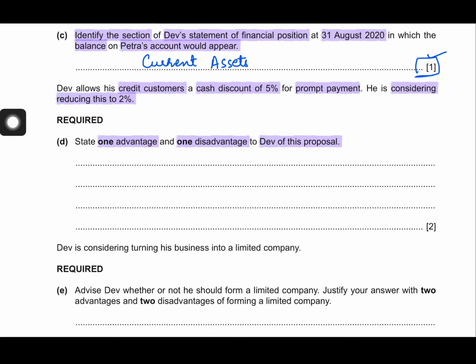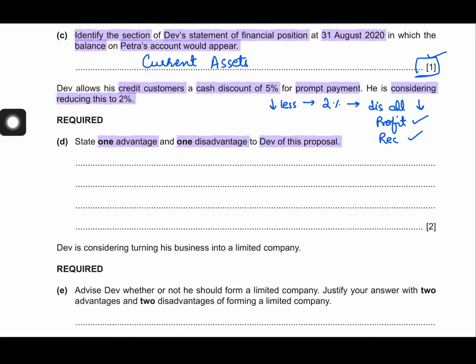One advantage would be that since he now will be allowing less discount, right? Before it was 5% and now it has been reduced to 2%. So this means what? His discount allowed expense will reduce, right? Before he was giving 5%, now he will be giving only 2%. So that would reduce by 3%, right? So discount allowed expense will reduce. This means that your profit will increase. More customers will be paying you more amount. Of course, the more amount you will be receiving from the customers that owed you.